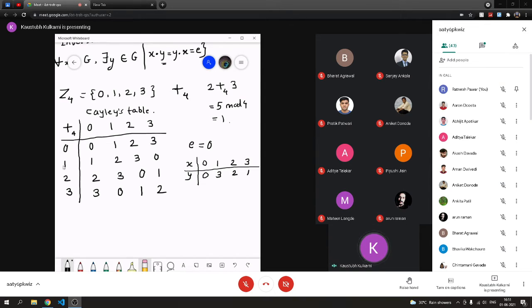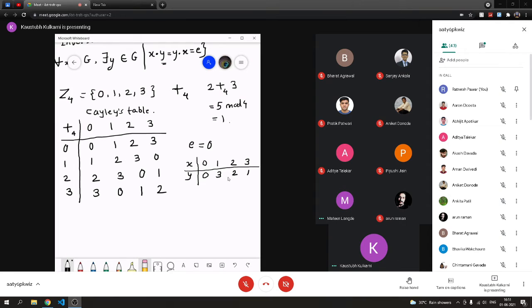Okay, in both cases, even if you check for the column. Sir, operated means addition? Yes, addition modulo 4. In this case, addition modulo 4. But in general, we say operated. Okay, is it clear then? Alright. Sir, the table. This table, yes.